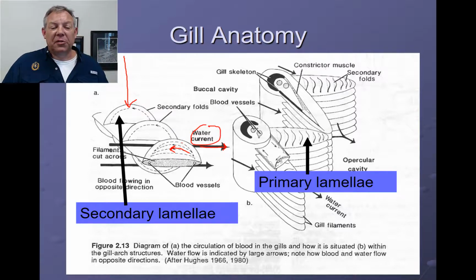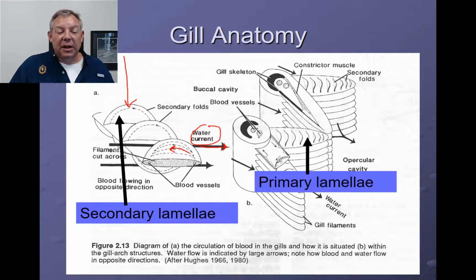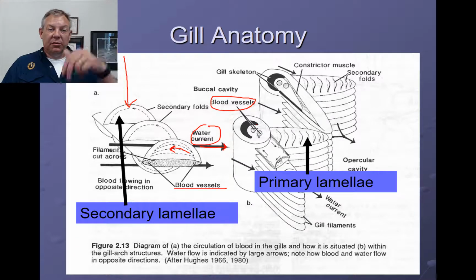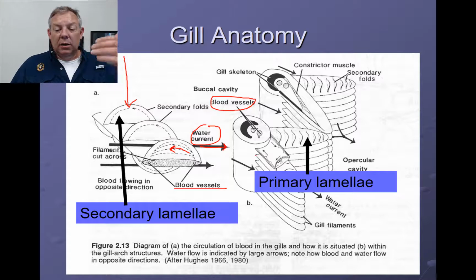So as that blood flows through the secondary lamellae, it collects in these blood vessels that run along the primary lamellae, which takes it back to the arch. And then within the arch, you've got those larger blood vessels, and eventually one comes from the heart and one goes to the body.